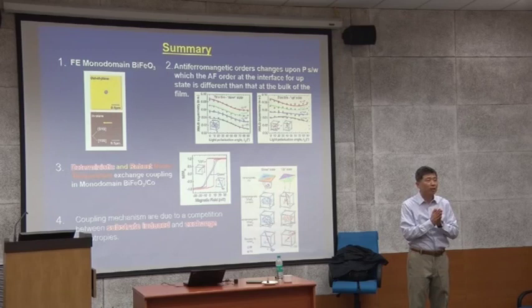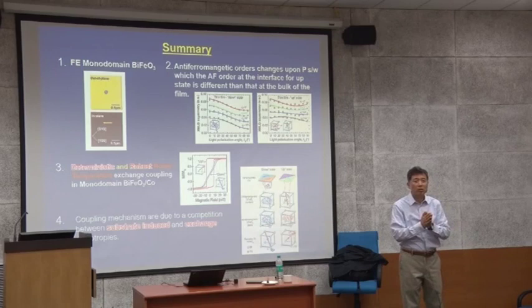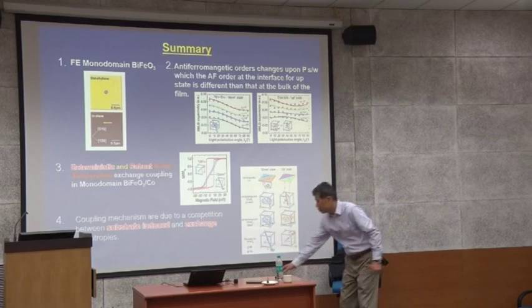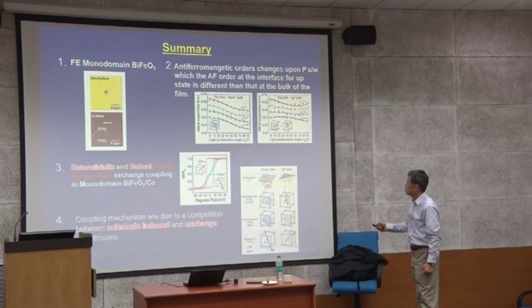Any questions? Yes? How much was the exchange field that you got in this case? So actually you can see that here is the magnetic field, roughly 50 millitesla here. And then you have the exchange bias here. I cannot actually plot this one. I think we have to blow it up to see it. But it's a very small magnetic field.